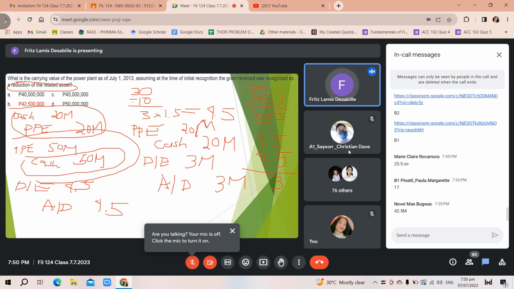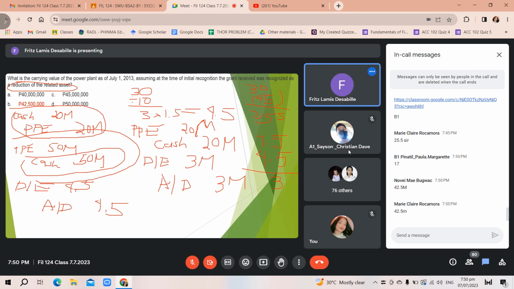It's as if it just came back. You just returned the PPE, as if you had not deducted the 20. 50 minus 20 is 30, but you added 20, so that's 50. Then the depreciation was 4.5, and you added 3, so 7.5. So your cost, or your PPE of 50, less 7.5 depreciation, is 42.5. So it's correct, the answer is still 42.5.